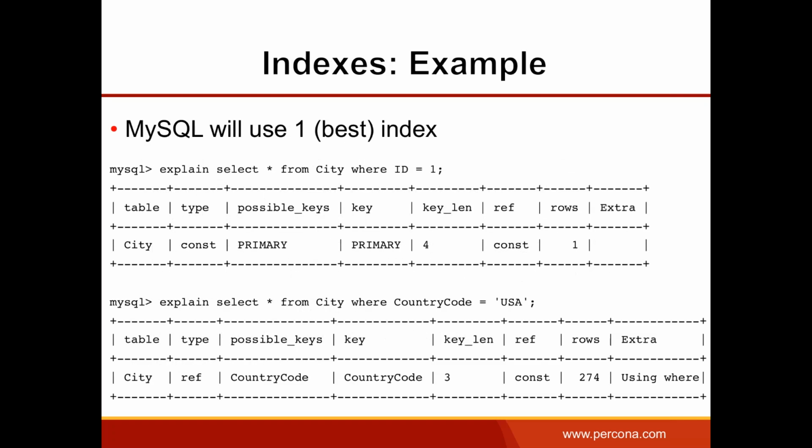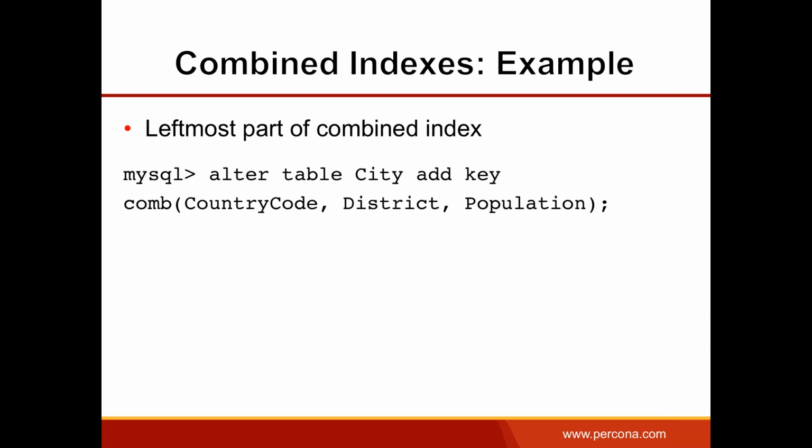So here's what we have. MySQL will use one best index for the query. This is obvious, and this is how explain looks here. In this example, if you specify where ID equals 1, then MySQL will use the primary key. If you specify country code equals USA, then MySQL will use the country code index. This is obvious.